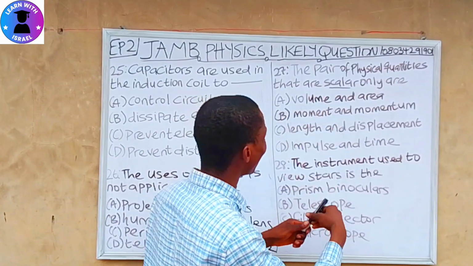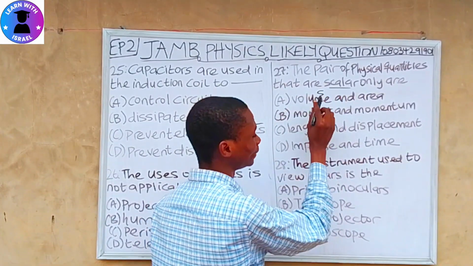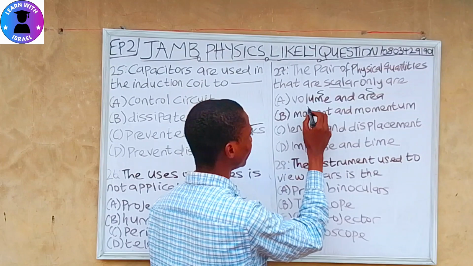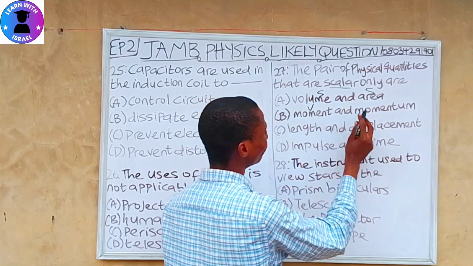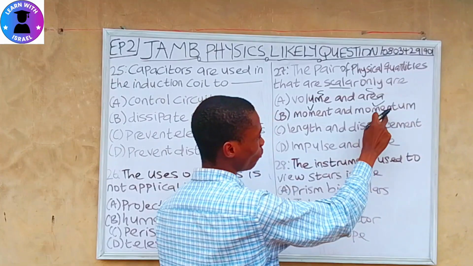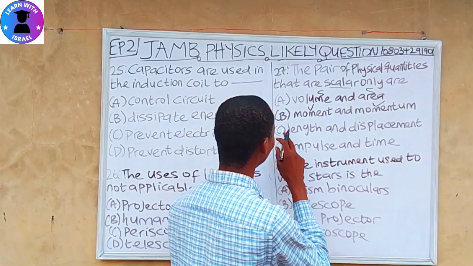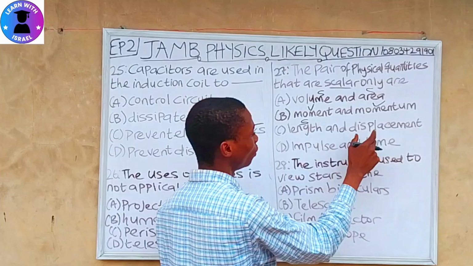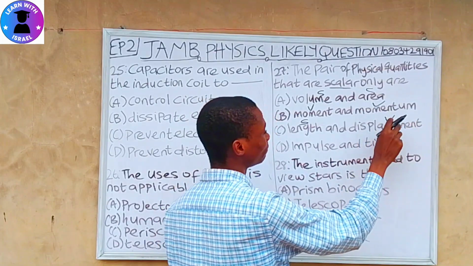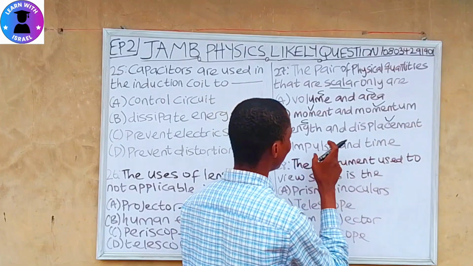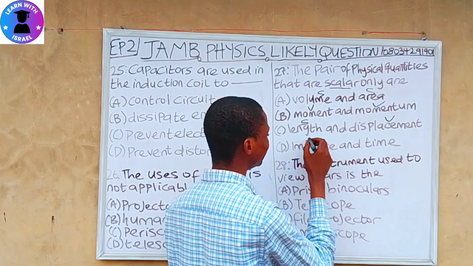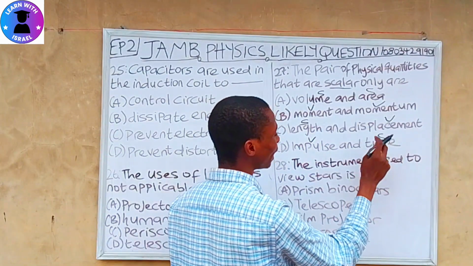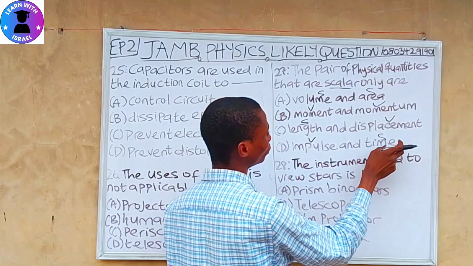So volume is scalar, I'll be representing it as S, and area is also scalar. It has only magnitude but no direction. While moment is vector, it has both magnitude and direction, and momentum is vector. Momentum has both magnitude and direction also. For length, length is scalar. Length has only magnitude but no direction. While displacement is a vector quantity, displacement has both magnitude and direction. And impulse is a vector quantity. Impulse has both magnitude and direction, while time is a scalar quantity. Time has only magnitude but no direction.